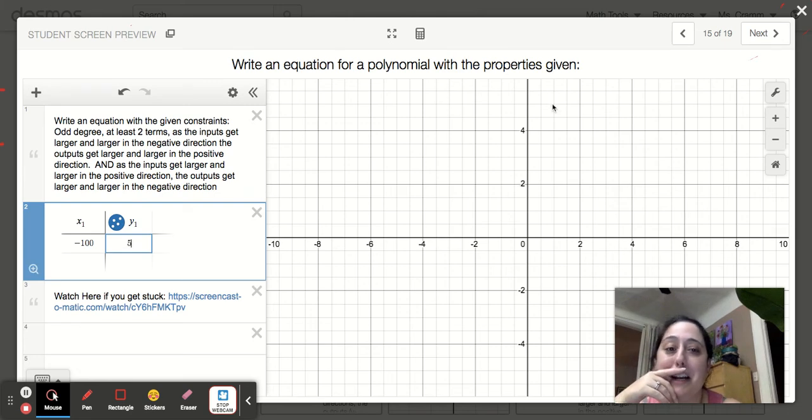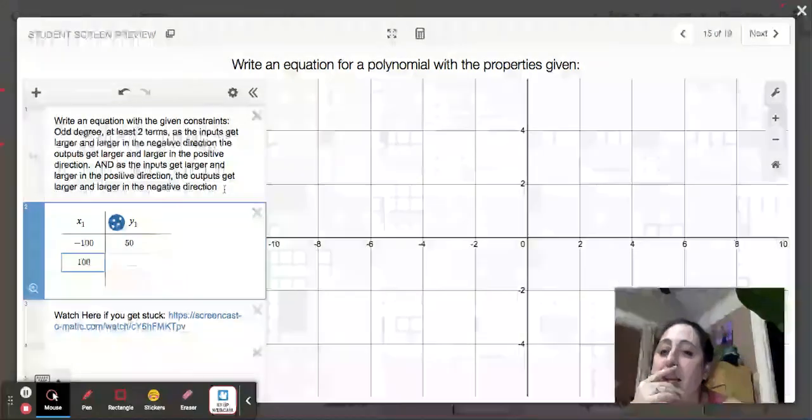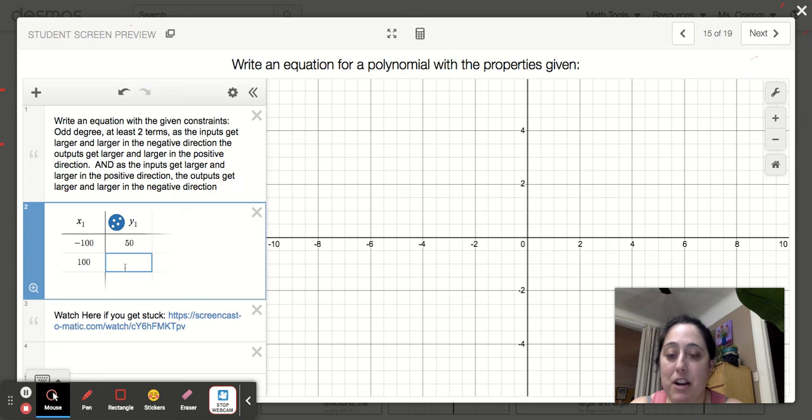I'm gonna try and see if I can get it to show up here. Oh well, no, that wouldn't show. It's negative 100. Sorry. So it's a pretty large positive number. And as the inputs get larger and larger in the positive direction, the outputs get larger and larger in the negative direction.